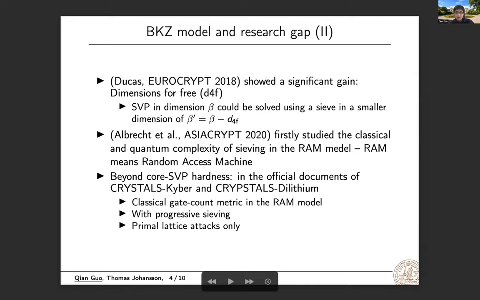Ducas also showed the significant dimensions for free, which means that SVP in dimension beta can be solved using a sieve in a smaller dimension. And at last Asiacrypt, Albrecht et al. first studied the classical and quantum complexity of sieving in the RAM model. RAM means random access machine. Based on this research, and also with progressive sieving, the designers started to use a beyond-core-SVP metric, meaning classical gate complexity in the RAM model. They only studied primal lattice attacks.